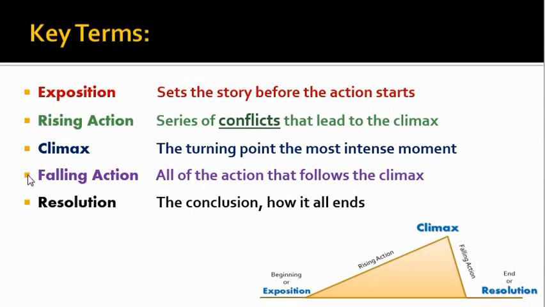Then we have the falling action. Those are the events that come after the conflict kind of boils up and needs to come to an end. We've been asking the question, can all conflicts be resolved? Well, here in the falling action of a story, we find out if the resolution can happen or not. And then finally, a resolution, a conclusion, how it all ends. Was the conflict solved? Do all of the characters find some kind of happy ending? Or maybe there's more to the story that needs to be written.